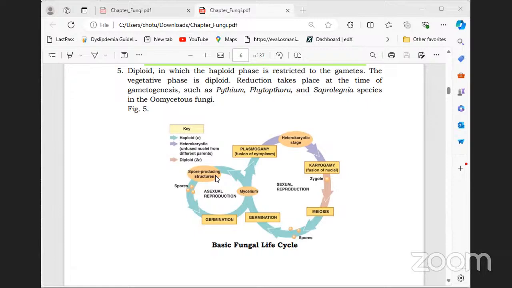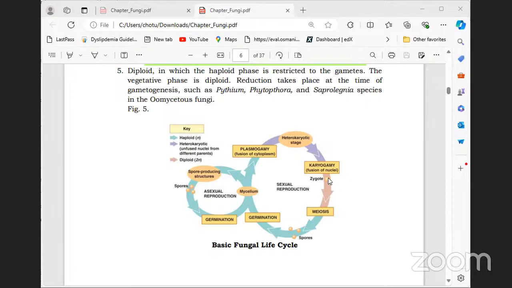See, the spore-producing structure, the mycelium, is the first one. This mycelium produces spores. These spores germinate, and after germination they undergo plasmogamy, the fusion of cytoplasm, forming the heterokaryotic stage. After karyogamy, the nuclei fuse to form the zygote.